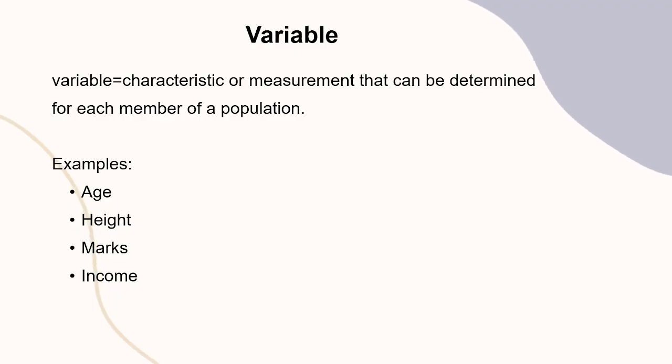Now comes variable. A variable is a characteristic or measurement that can be determined for each member of a population. For example, height of students or age, marks in an exam. Why is it called a variable? Because the value varies from person to person. One person may score 80 marks, other may score 65, another may score 92. So, variable is a characteristic that can have different values.